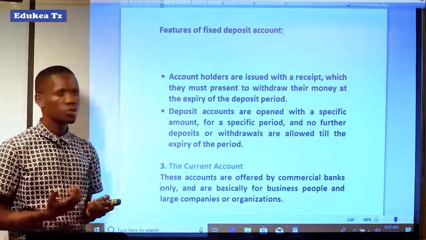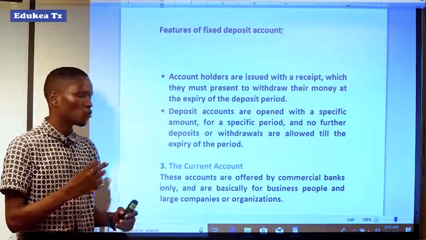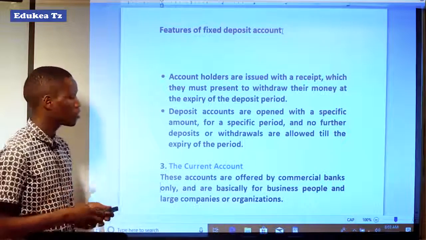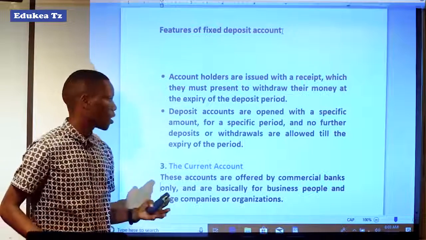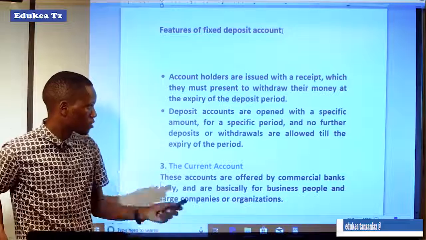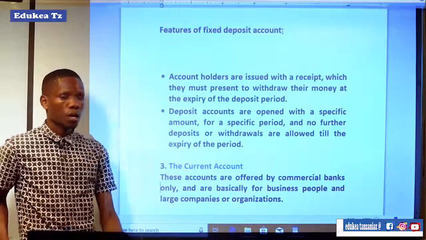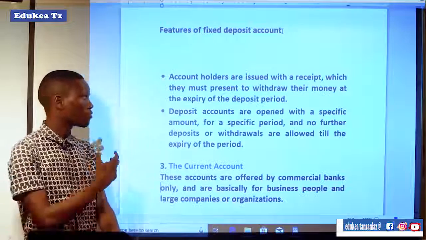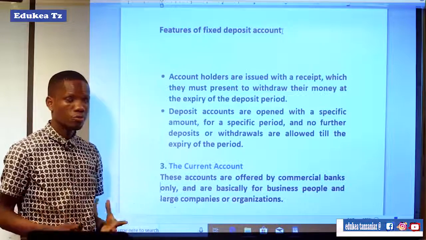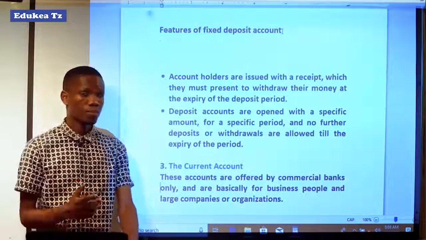Now, for a specific period of time, it means that the amount of money deposited must be known, but also the period of time by which the money will be withdrawn by the account holder must be specific. If it is 6 months or 1 year or more than 2 years and so on, the time must be specific, and no further deposits or withdrawals are allowed until the expiry of the period. So when the deposit has been made into this fixed deposit account, no further deposit or withdrawal is allowed before the expiry of the period of the account that has been opened by the account holder.